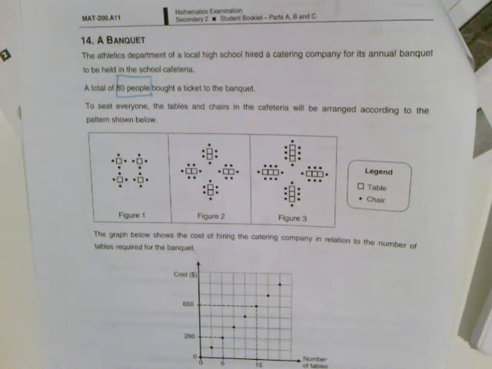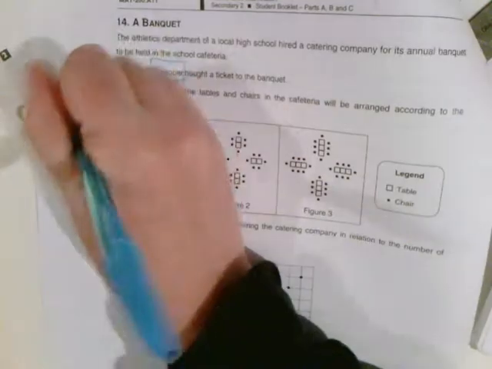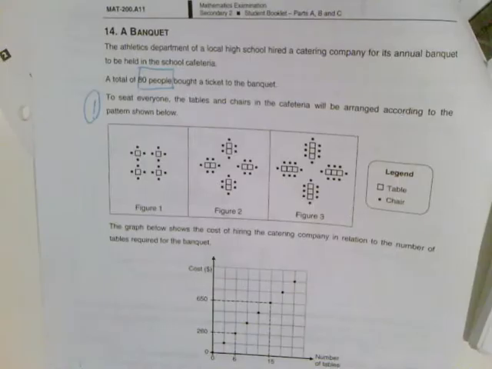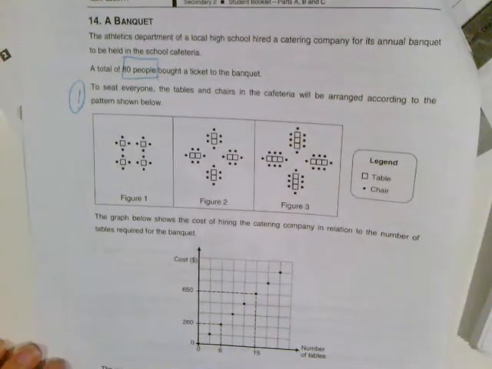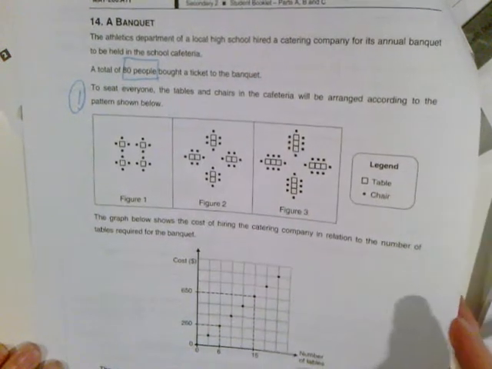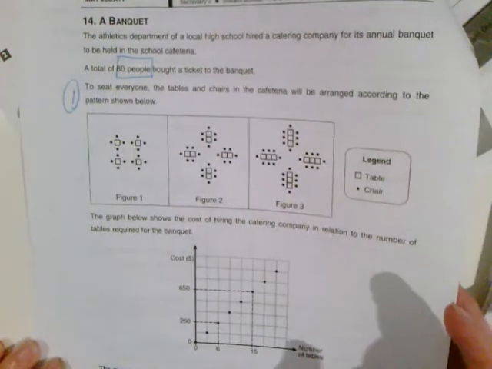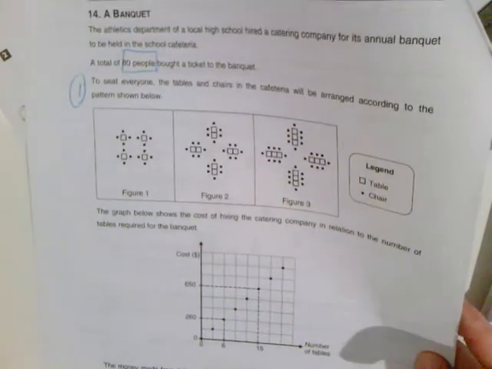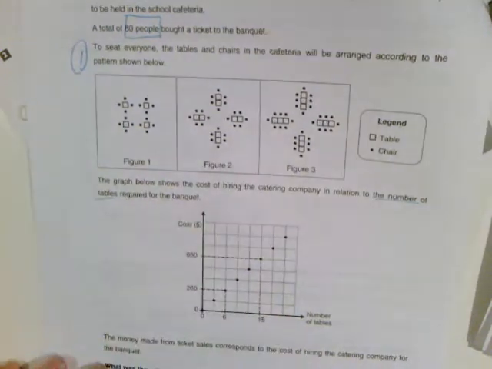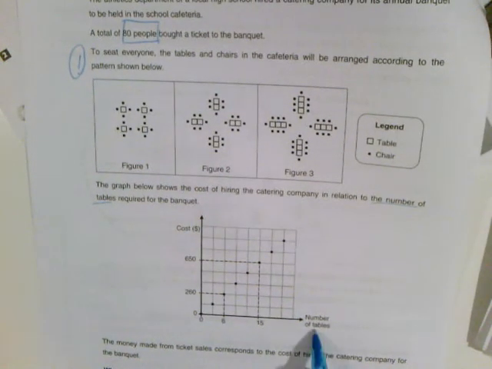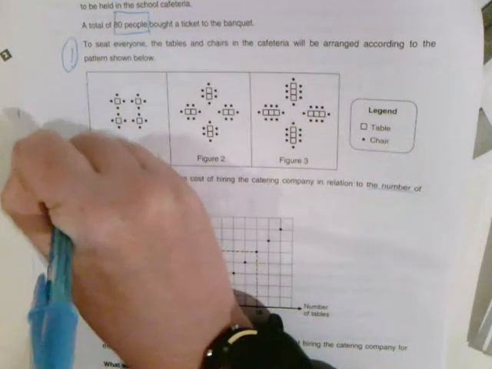Okay, so here we're going to have to do finding a rule from this pattern. So it's like talking about tables and chairs. We're going to deal with that in a second. So I'm going to read the rest of the question. It says the graph below shows the cost of hiring the catering company in relation to the number of tables required for the banquet. Okay, so we have cost and number of tables. All right, so this is a second thing where we have to do finding the rule, but it is different from the one up top.